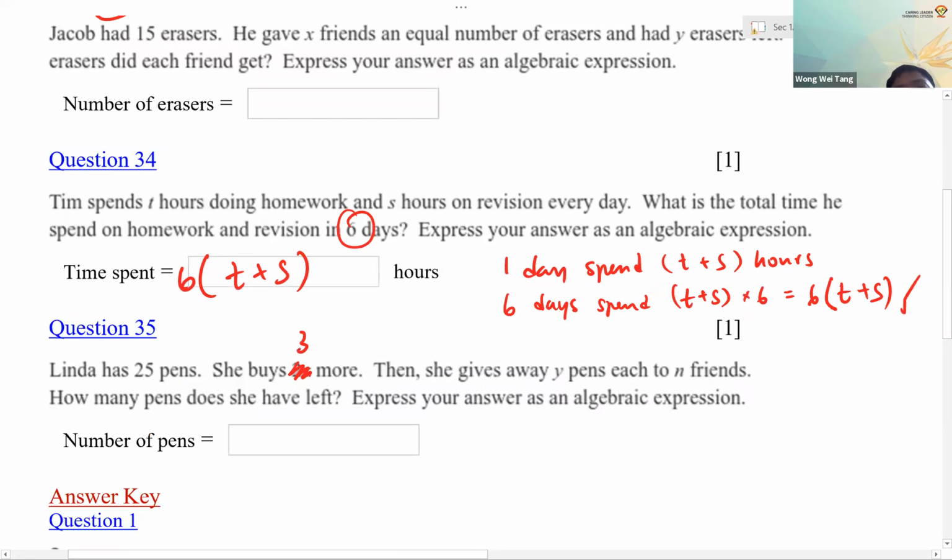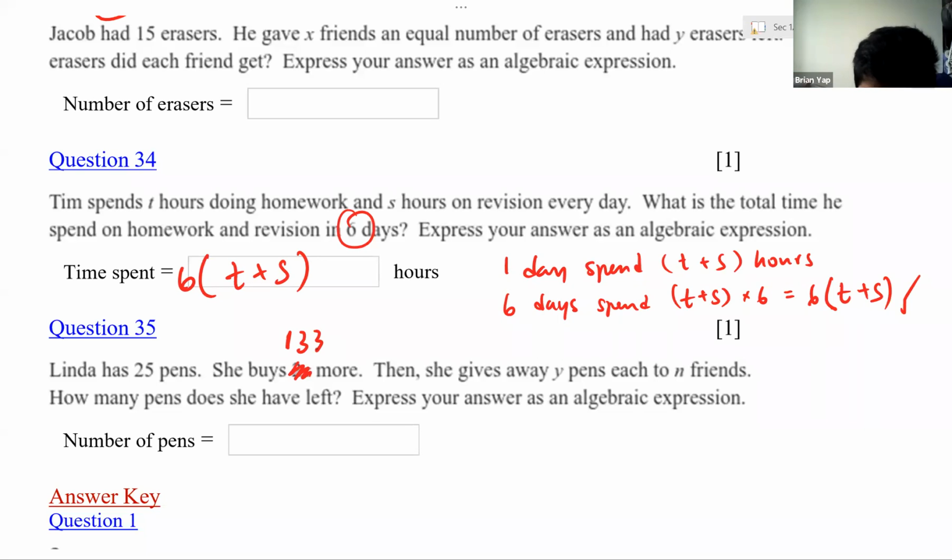Let's say 3. So Brian, Linda has 25 pens and she buys 3 more. How many does she have now? 28. How do you get 28? 25 plus 3. Okay, plus 3. What if I change this 3 to 13? How many pens does she have now? 38. How do you get 38? 25 plus 13. Very good. How about if it is 133 more? 158. How do you get 158?